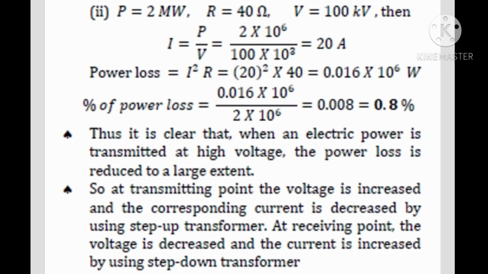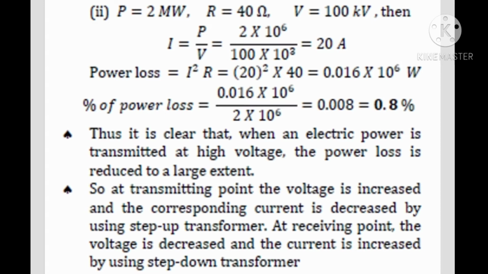Then the power loss is equal to I squared into R, which is equal to 20 squared into 40, which is equal to 0.016 into 10 power 6 watt. Then the percentage of power loss can be calculated as 0.016 into 10 power 6 divided by 2 into 10 power 6, which is equal to 0.008, which is equal to 0.8%.